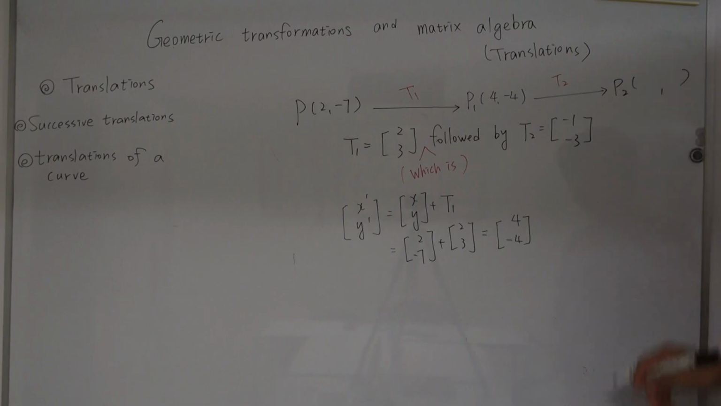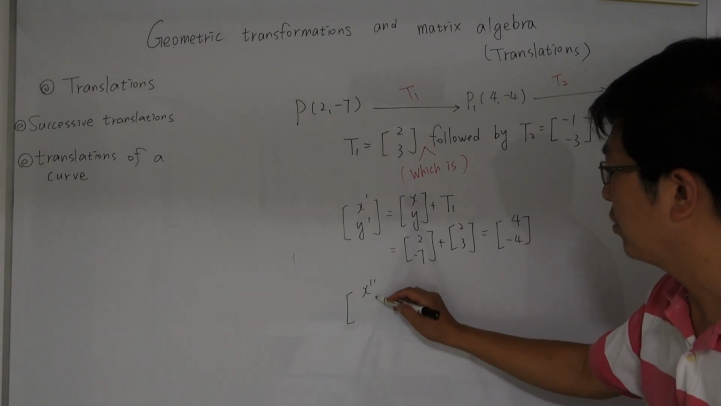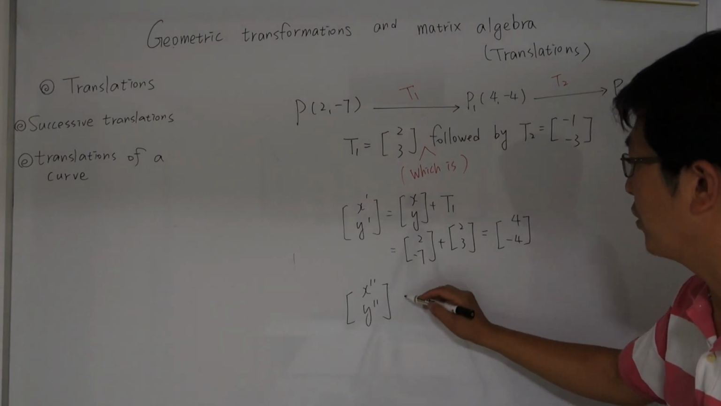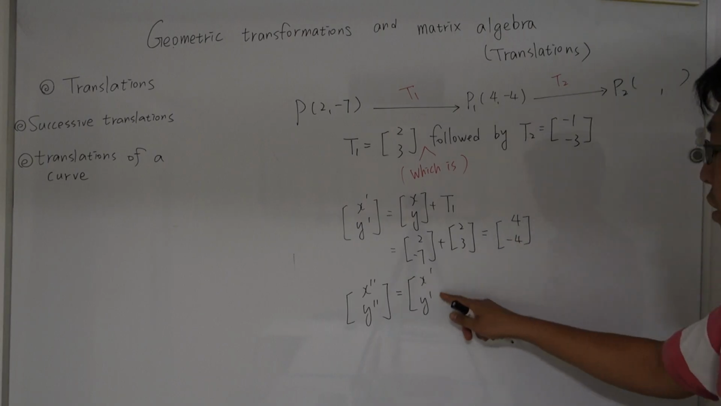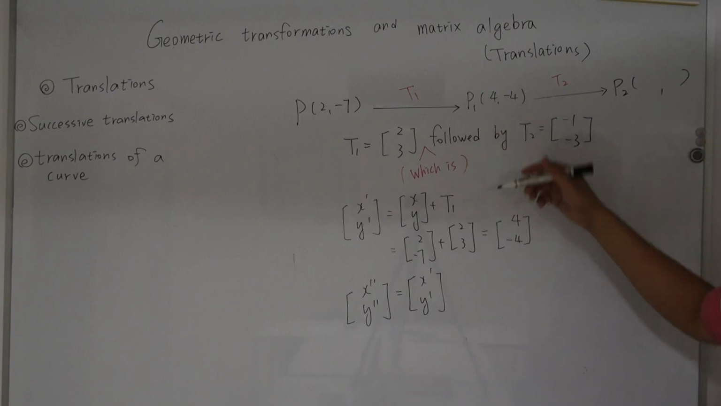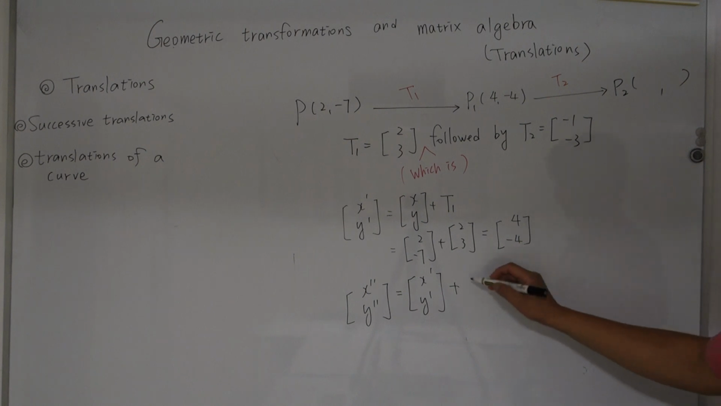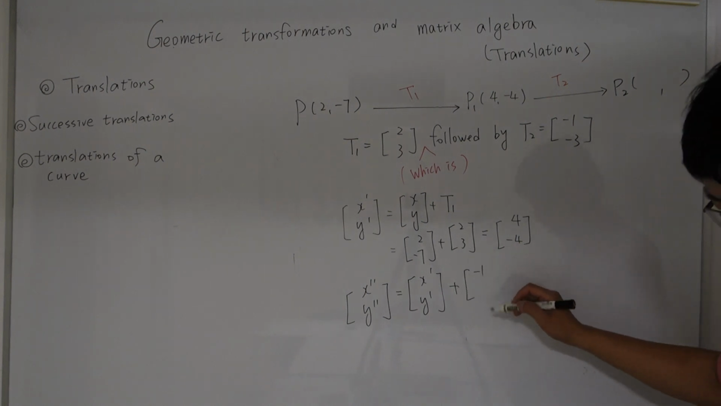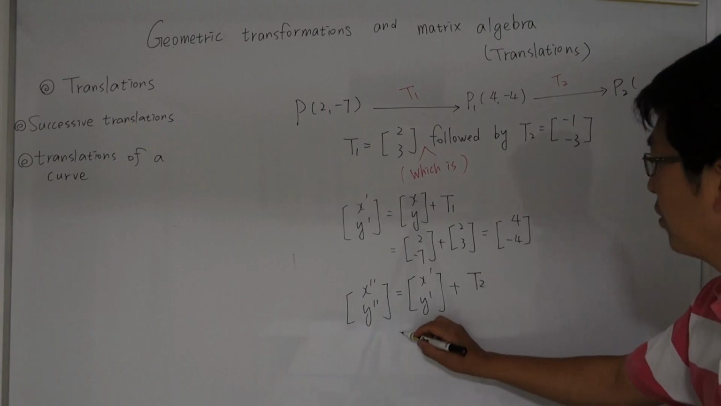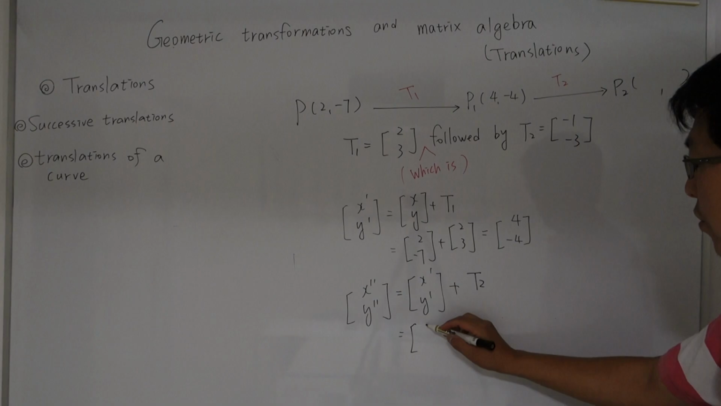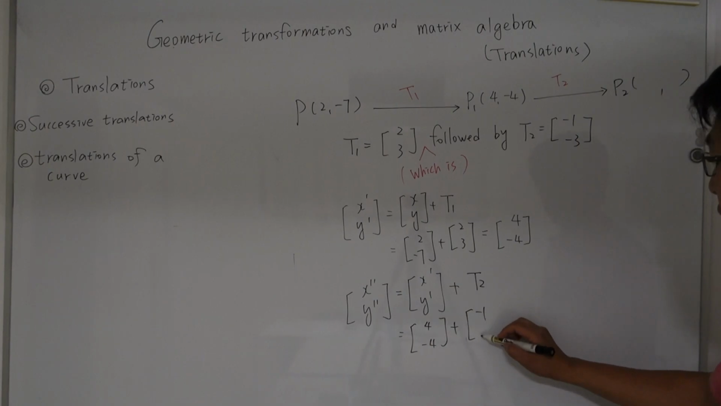So what's the second point equal to? It equals (x', y'), the point here. And translation vector 2 is (-1, -3), right? So plus T2. So it equals (4, -4) plus (-1, -3), right?